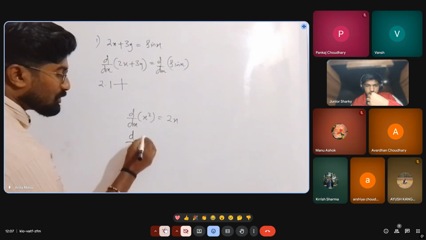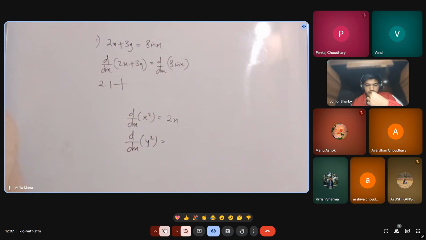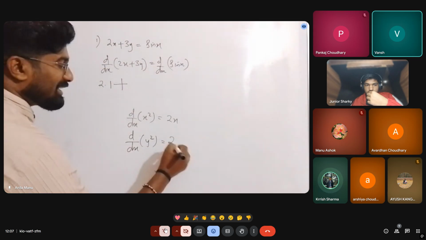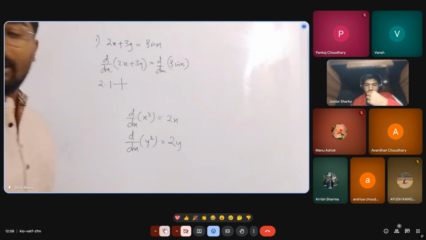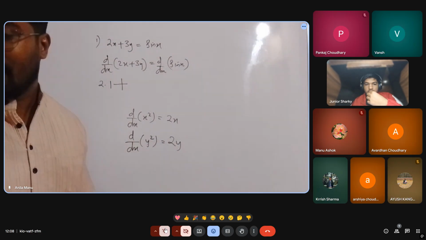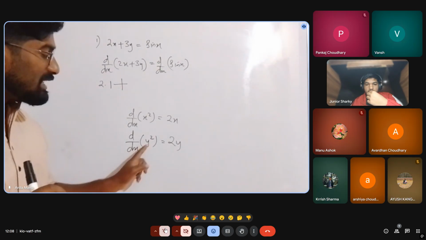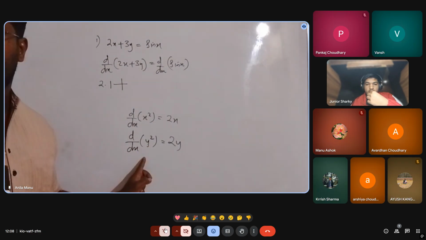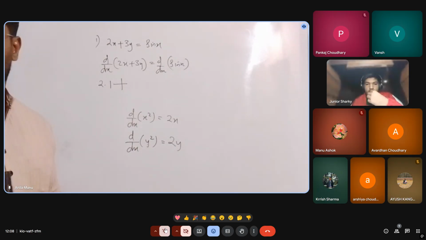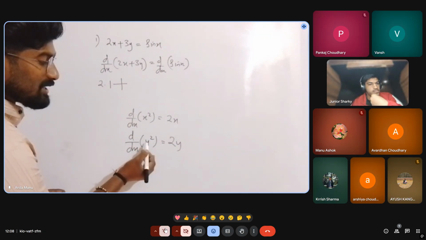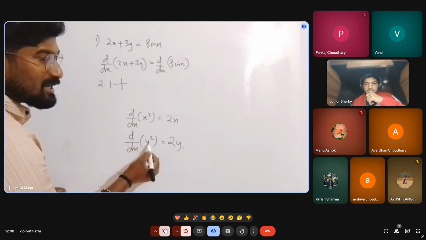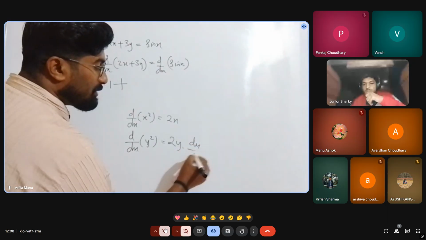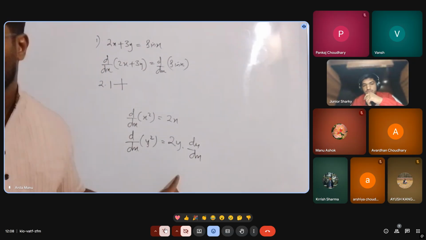d by dx of y square. What is the derivative of y square? 2y into dy by dx. Not only 2y; we have to differentiate y also. The reason is, as I told you when we started today's class, if the variables are the same we can differentiate completely; otherwise that variable also has to be differentiated. Here it is y, so first apply the property for the derivative of x raised to n, that is 2y, then differentiate the variable also. The variable is y, so dy by dx. Don't forget this.